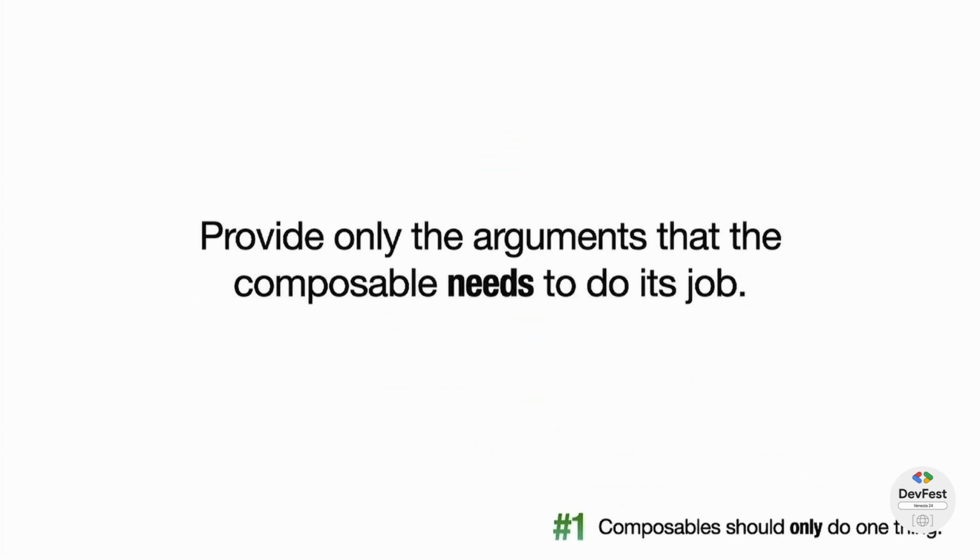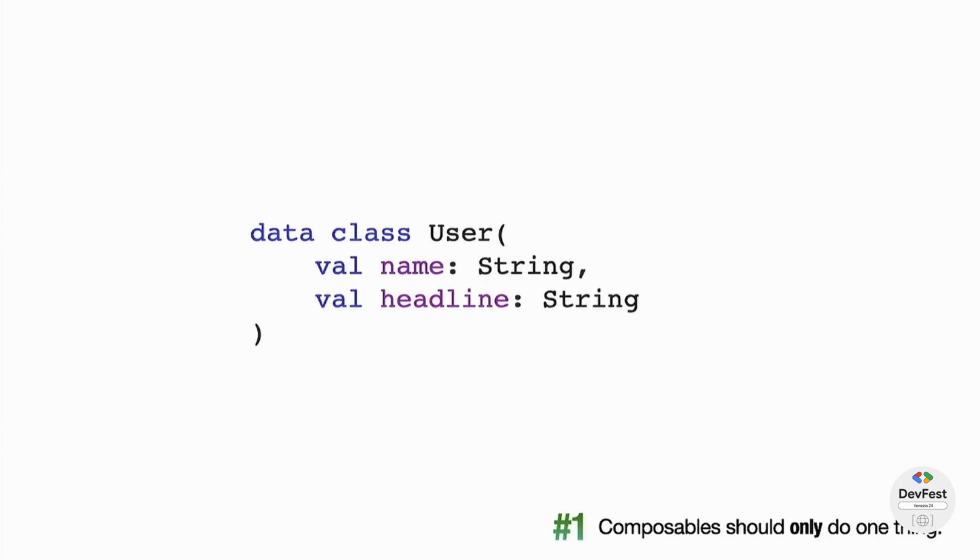And one thing that you can use to be aware that maybe you are doing too many things in that composable is the amount of arguments. If you are passing too many arguments that are not related to each other especially, you may be doing more work than is expected on that single composable.